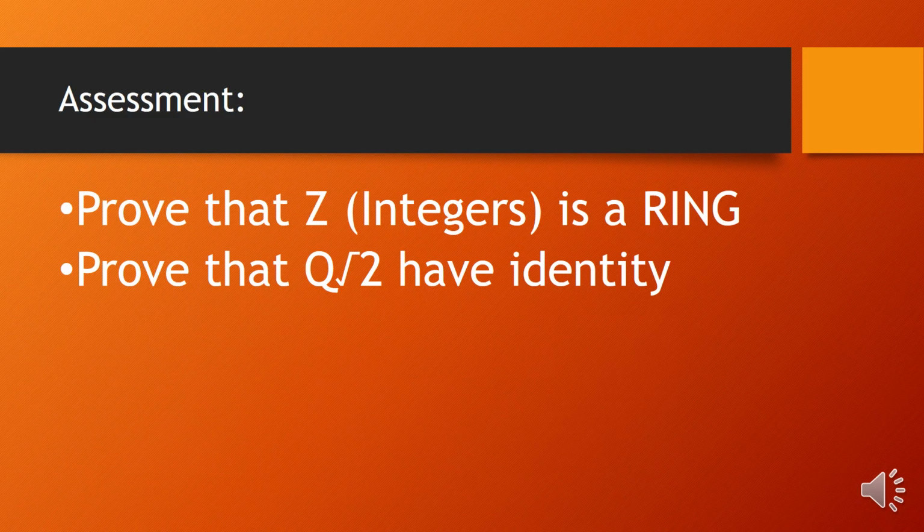Okay, for your assessment, you are going to show or prove that the integers Z form a ring, and prove that the rational numbers times the square root of 2 have an identity.